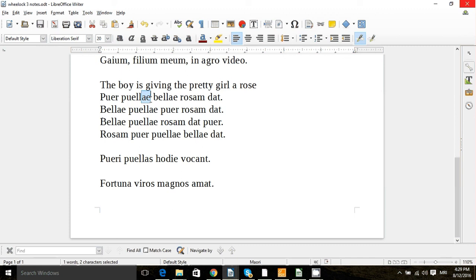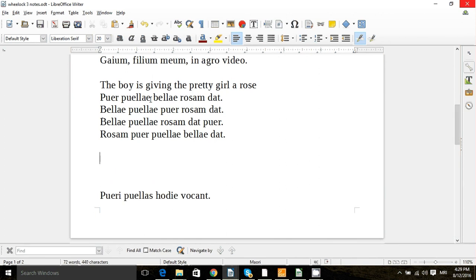Femina, feminae, is a woman. Filia, filiae, is a daughter. Notice it has an irregular dative and ablative plural. So, some words are irregular. And so filiabus is the ablative and dative plural. So that's irregular. Make a note of that on your vocabulary card.